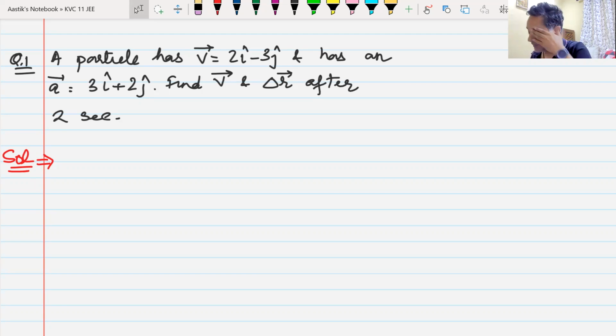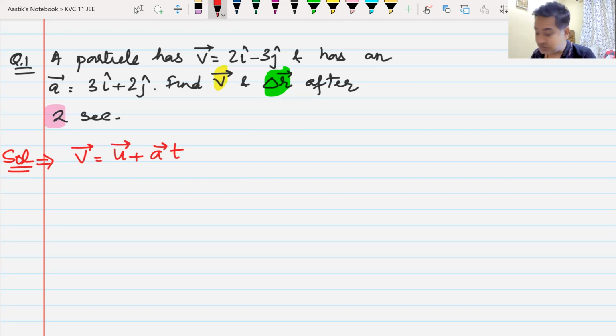It is pretty simple. I have to find out the velocity and displacement, and the time that is given to me is 2 seconds. How do I find it out? I apply the formula V is equal to U plus AT. That will give me the velocity after 2 seconds.